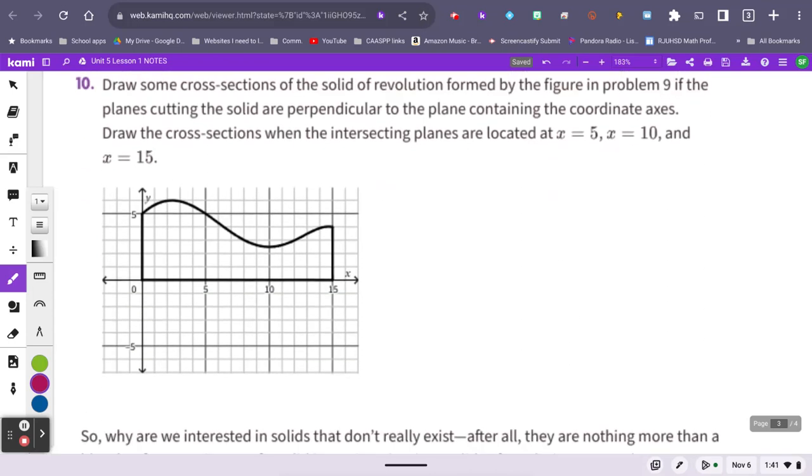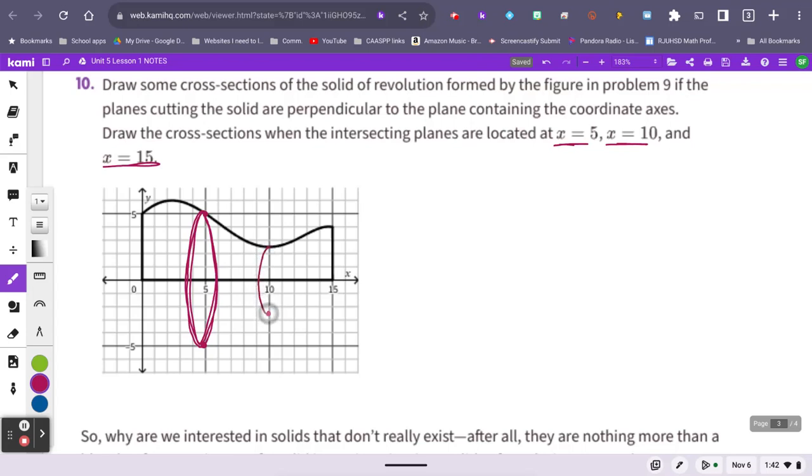So we're going to draw some cross sections of our form that are perpendicular to the plane containing the axis. And we want to draw cross sections at 5, 10, and 15. So at 5, we see it did go up 5, so this one's going to go down 5. And if it's a cross section, it's going to be a circular, a wide circle. Now, if we did it at 10, we can see it went up about 2.5.